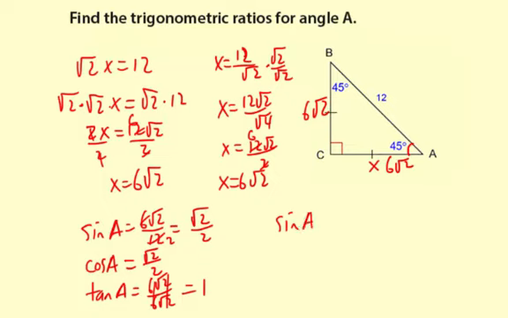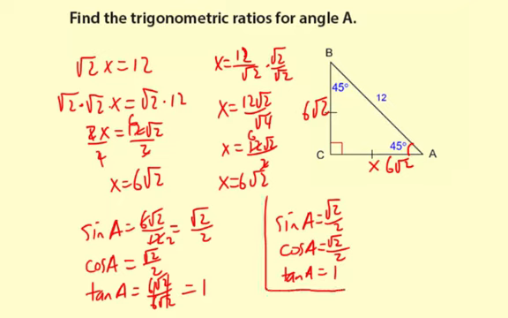So I'll put sine of A is square root of 2 over 2. Cosine of A is square root of 2 over 2. And tangent A is simply 1. These are the trig ratios for angle A in a 45, 45, 90. And these ratios actually apply to any 45, 45, 90 or isosceles right triangle, because those triangles are all similar to this one.